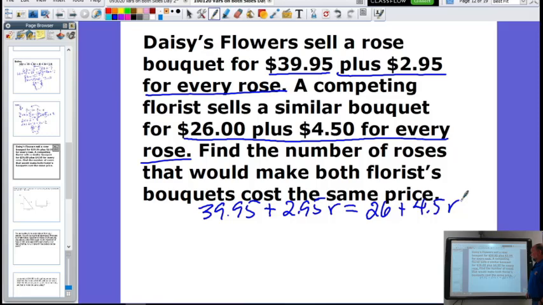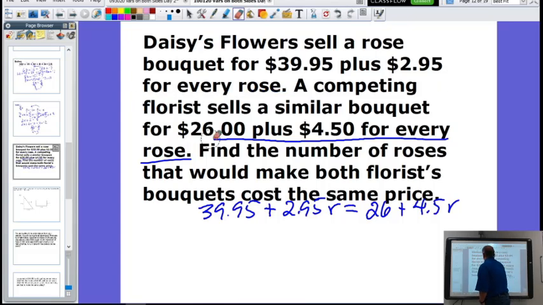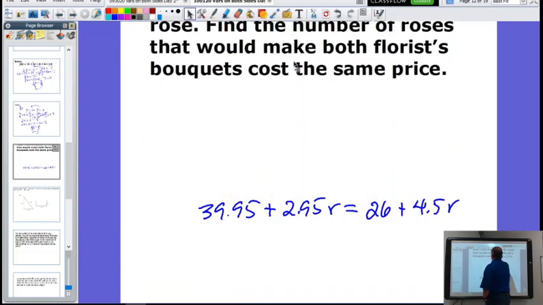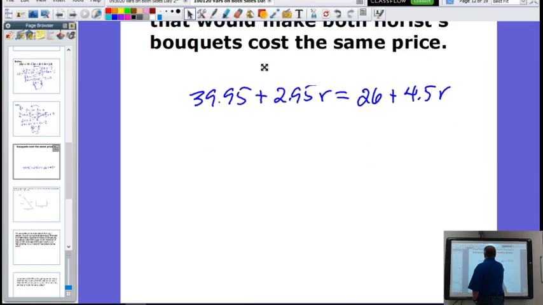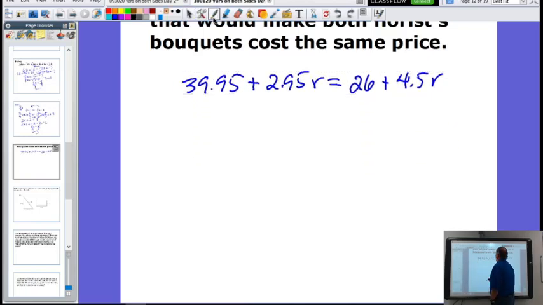Now, you'll notice those numbers really aren't that great. And that's okay. They're not necessarily going to be nice, pretty numbers all the time. And when you're dealing with real world stuff, real world has a tendency to be kind of ugly. So let me move all this stuff up so that we can see what we're working on. And let's solve this one. Now this one, I can almost guarantee you're going to need a calculator for it. So let me get my calculator here so that we can answer this question.